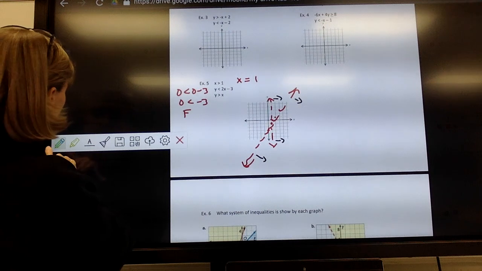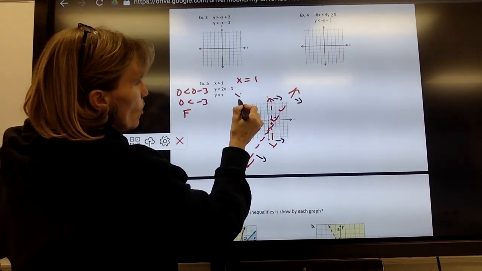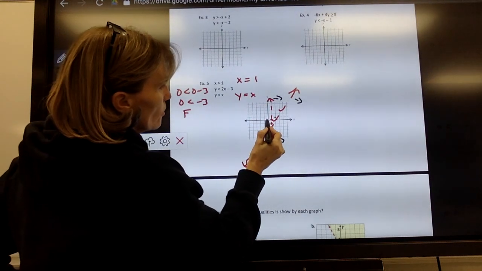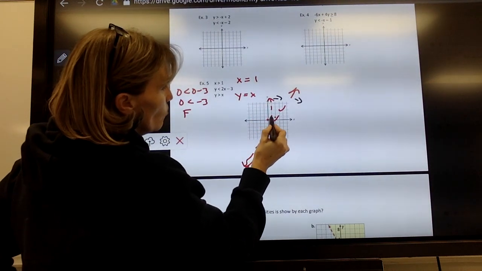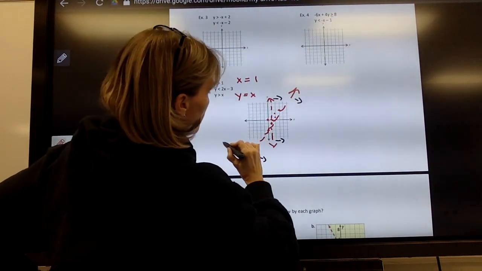And then my last line here is y is equal to x. That's going to go through 0 and have a slope of 1. Okay, that's going to be a broken line.